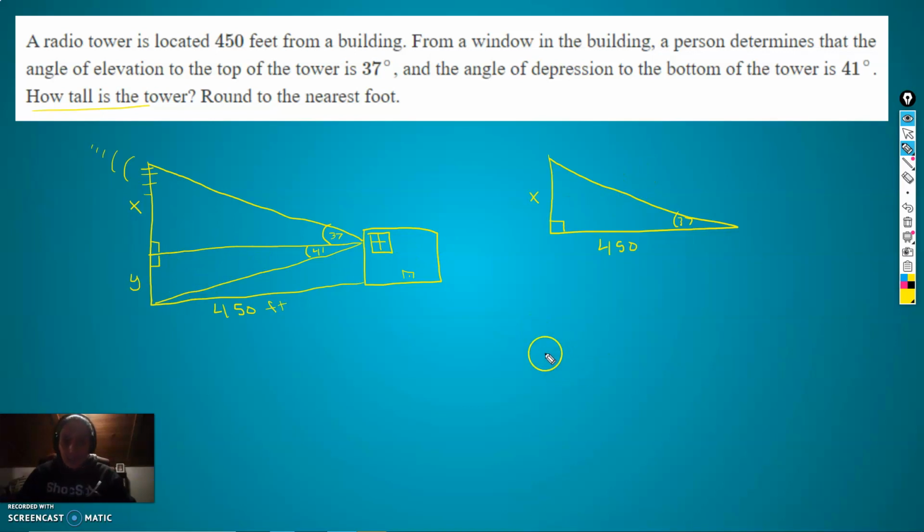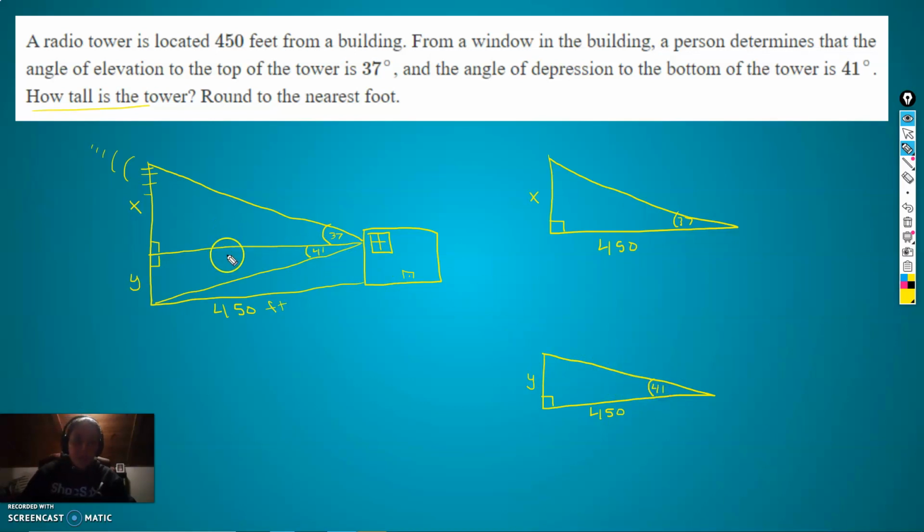This triangle down here, I'm going to set up the same way. It's a little bit flipped over. So here's my right angle. I know that this length here is 450 because it's the same as this length here. So this base is 450. The height here I don't know, but it's what I want. And I also know this angle here is 41.